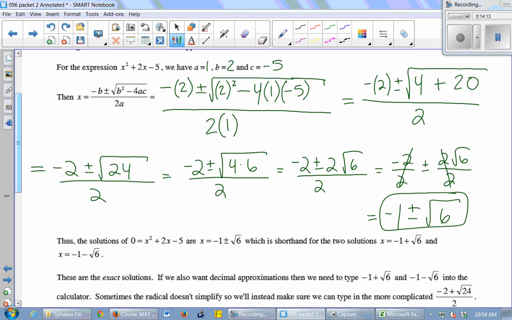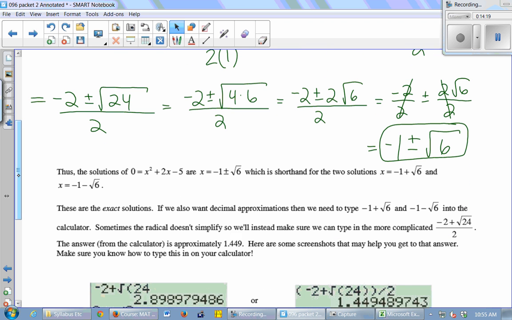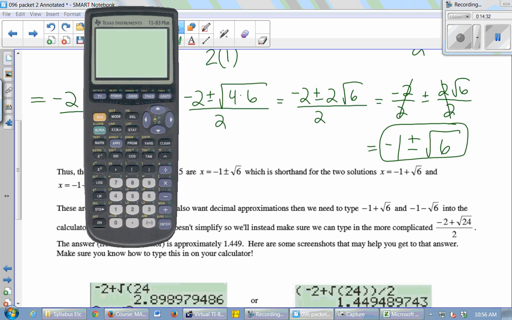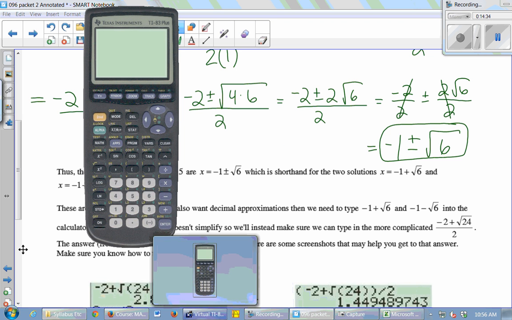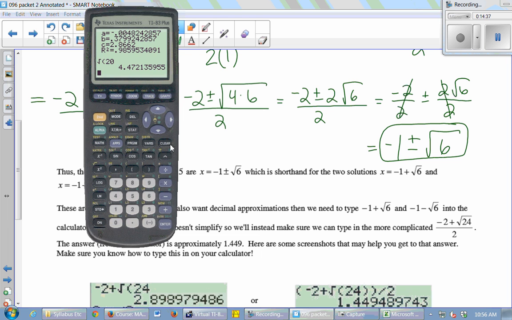If I want to get a decimal approximation, I have to type those things into a calculator. And I'm going to make sure that you all have practice doing this on the kind of calculator that you're allowed to use on the test. So I'm going to hand out some calculators right now. Okay, so I have a different calculator that I can project up here, but it works very similarly to yours. The buttons are just in different places, right?